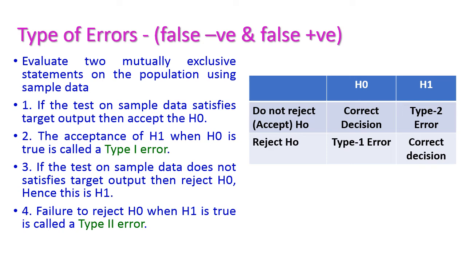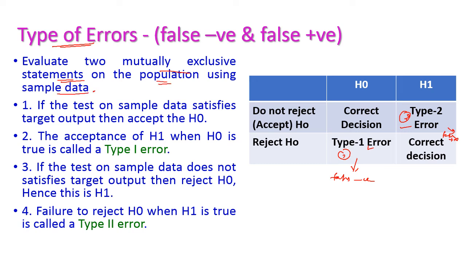Next, let us see the types of error. Here we are having two types of error. The first one is type 1 error and second one is type 2 error. Okay, the type 1 error is called as false negative and type 2 error is called as false positive.